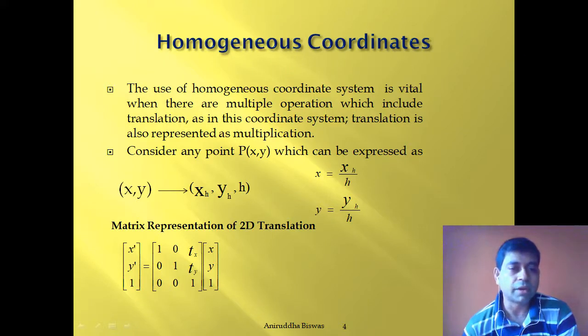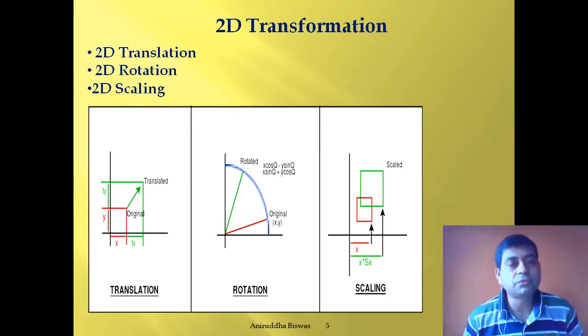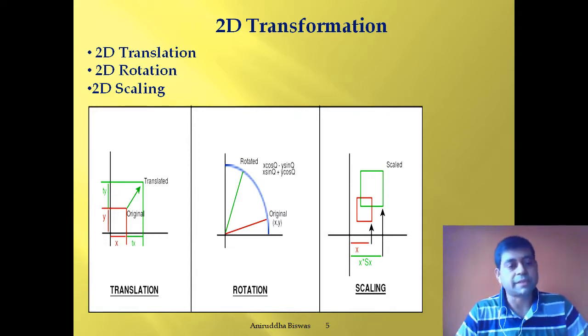So x and y are the old coordinates and x dash y dash will be the final coordinates after translation of any object, right? An object may have many points in it, so any one of the points will be translated towards a particular position. So this is one of the points, the final location will be x dash y dash, and this is the matrix representation of that, right? So let's move on. Today's discussion will be confined to 2D translation, 2D rotation and 2D scaling.